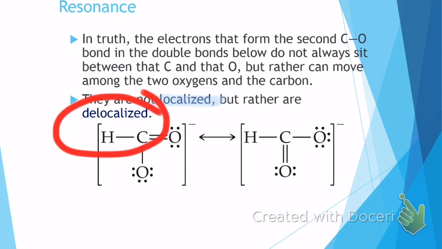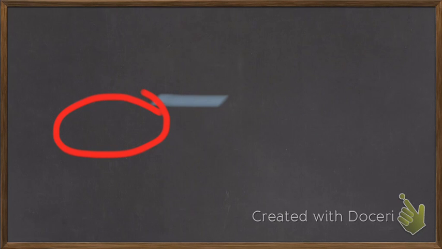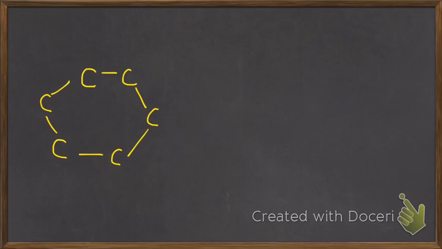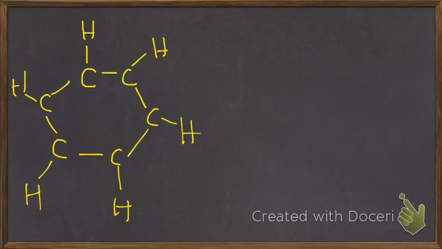Instead, we use this term called delocalization. Perhaps one of the most common structures is benzene. Okay, benzene is C6H6. So if we draw benzene, you'd have carbons 1, 2, 3, 4, 5, 6, each with an H. Double bond, single bond, double bond, single bond, double bond, and a single bond.